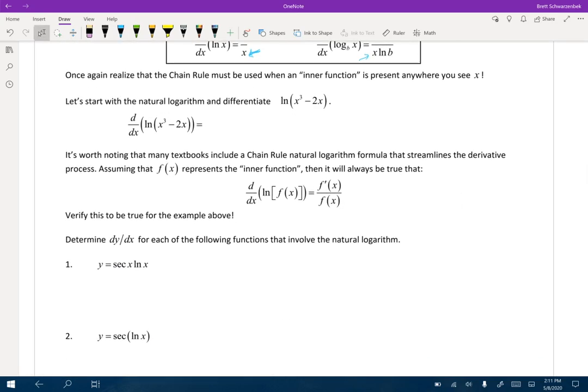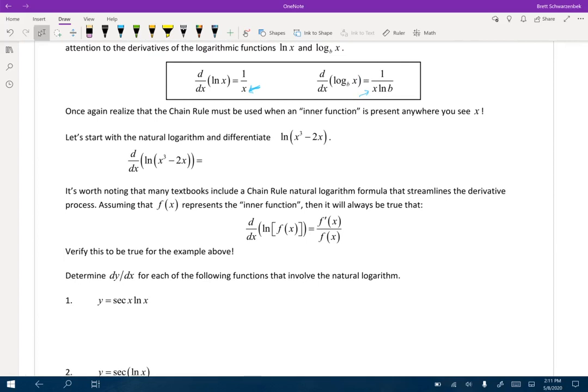Okay, so how does that work? Let's look at our first example: natural log here of x cubed minus 2x. Your instincts right away should be, well, it's not the natural log of just x, which means there's an inner function present right here, and of course that makes our natural log our outer function. So if I need to find the derivative of this big function, I need to first find the derivative of the outer function. The derivative of the natural log is 1 over x, but not entirely. It's 1 over the inner function.